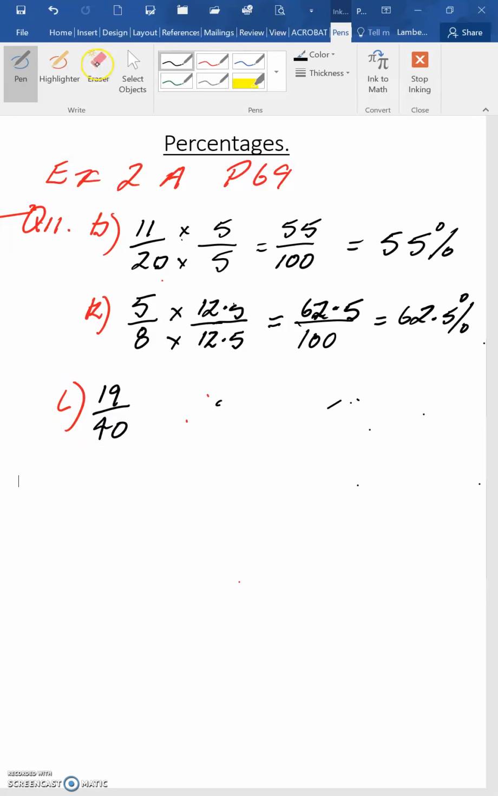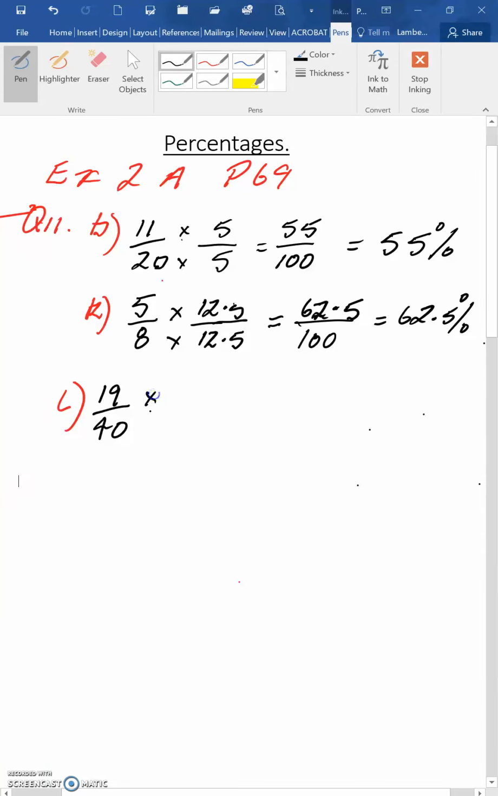Just try and clean this up. Doesn't want to clean up. Oh, now it is. Go back to our pen.